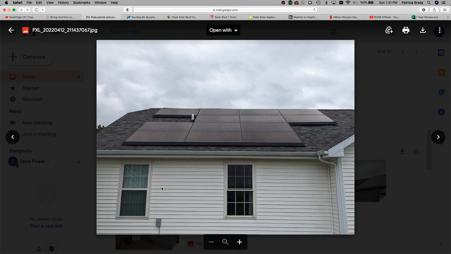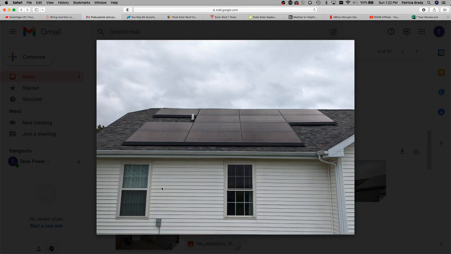These are the Hanwha 320 watt Q cell panels. They were packaged as the Tesla recommendation by the installer. And we can see the edging that they're putting on the panels to give them a sleek finished look. And it's really nice. I really like it.